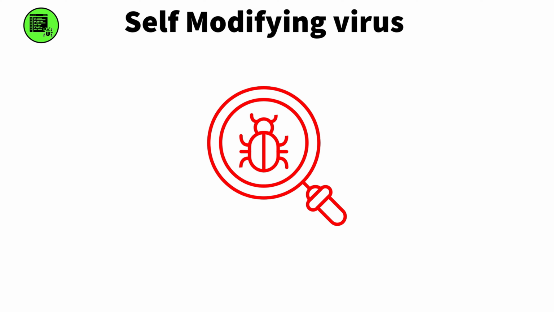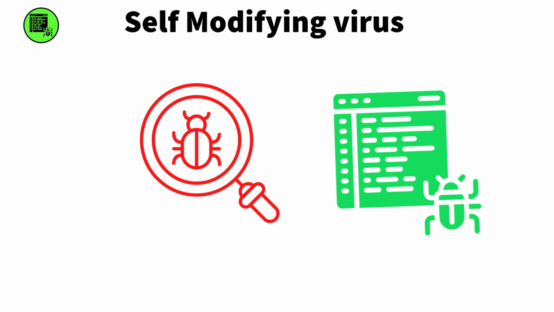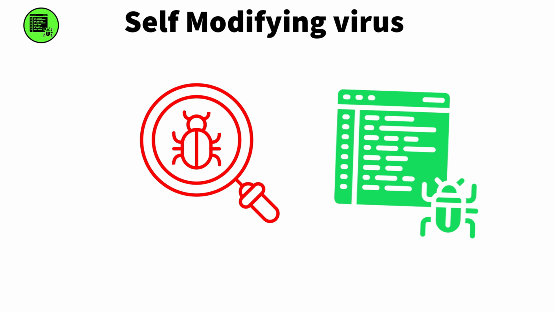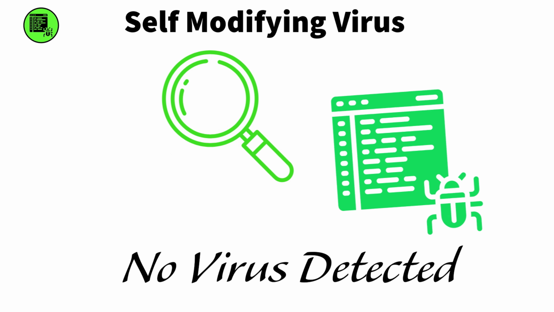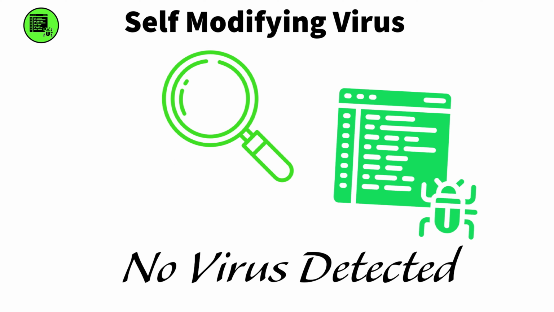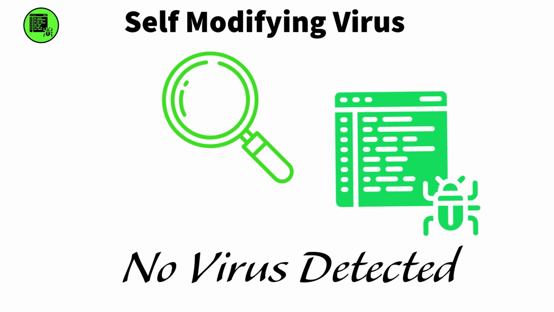Self-modifying viruses can change their own code or behavior to avoid detection by antivirus software. They may alter their encryption keys, mutation routines, or infection techniques to evade detection.